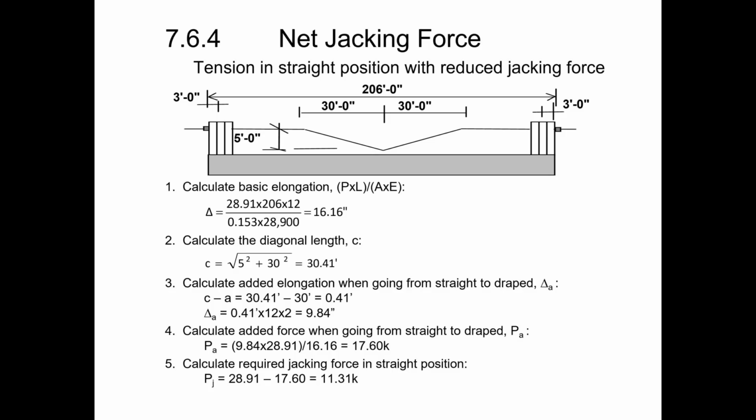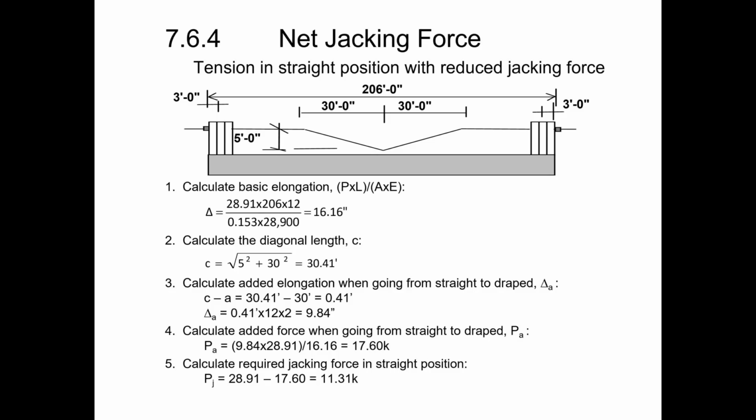We have two diagonals, so our total elongation is going to be 0.41 feet times 2 times 12. We've got two diagonals, so we multiply by 2, and we multiply by 12 to get our elongation into inches as opposed to feet. Typically, we measure elongation in inches, so we're just converting from feet to inches.